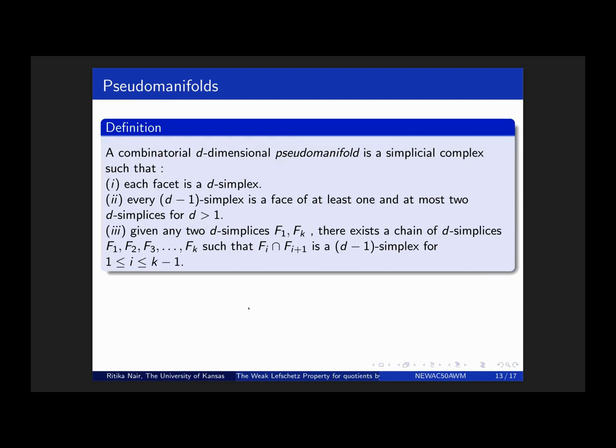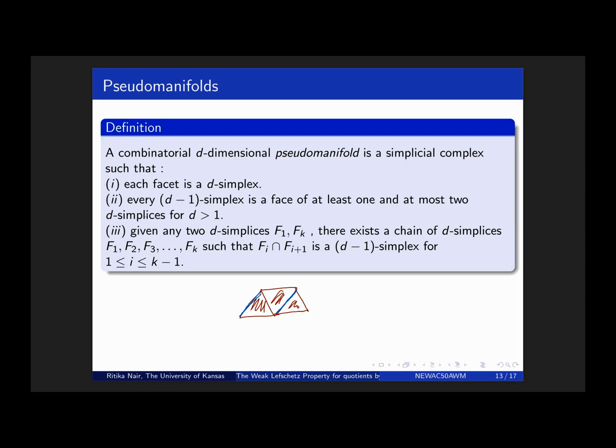Each facet is a d-simplex. So for instance, we could just construct something of this form. Each facet here I am taking as triangles. All of them have the same dimension. They're all two-dimensional. And the next condition is that every (d-1)-dimensional simplex will be incident on just one or at most two facets. So for example, every edge on this figure is either part of two triangles or it is a boundary edge, just part of one triangle.